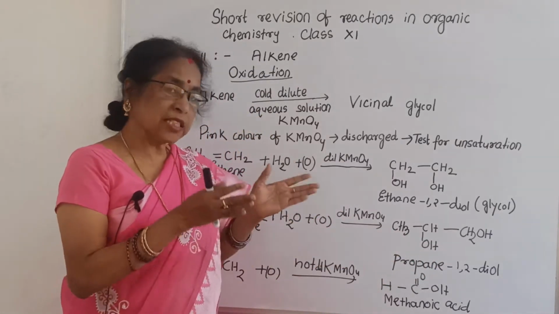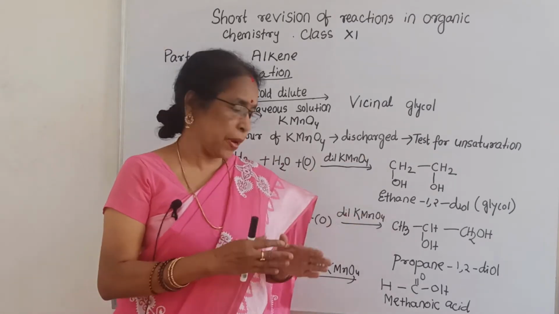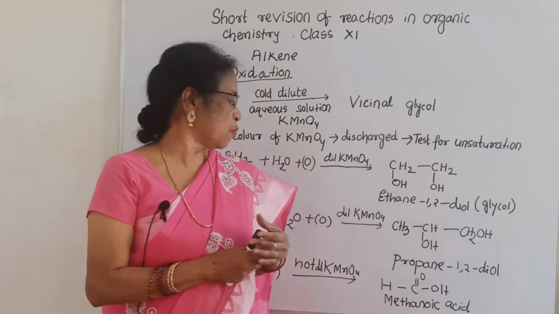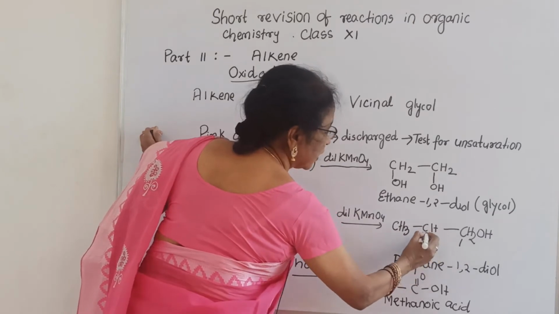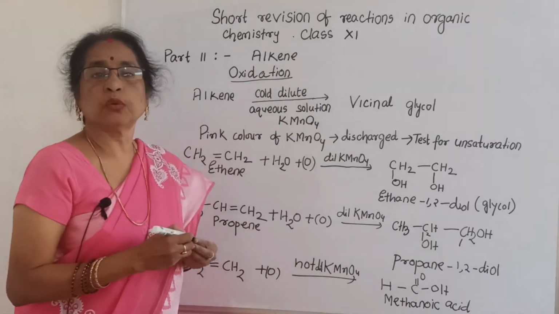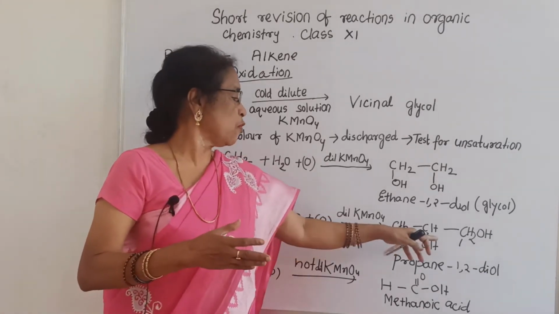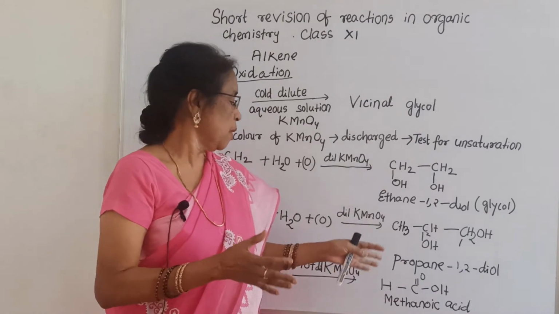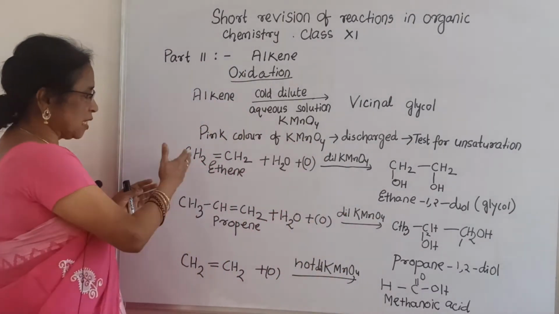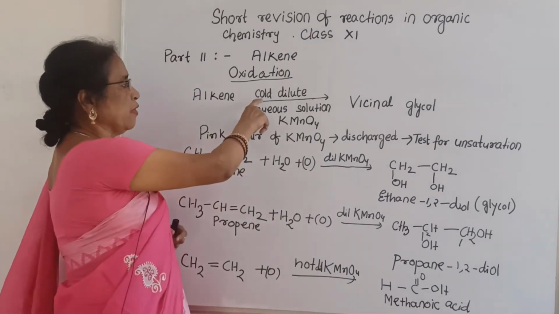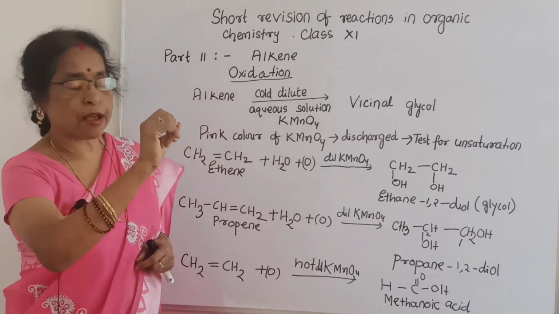What is the name? The parent hydrocarbon is alkane, that is propane, and in propane the 1 and 2 positions have the OH group attached, and that is why it is known as a 1,2 diol. Again, the parent hydrocarbon is propane, 1 position OH group, 2 position OH group, that is why the name is propane 1,2 diol. Now these are the reactions when the solution of KMnO4 is cold or at normal temperature.